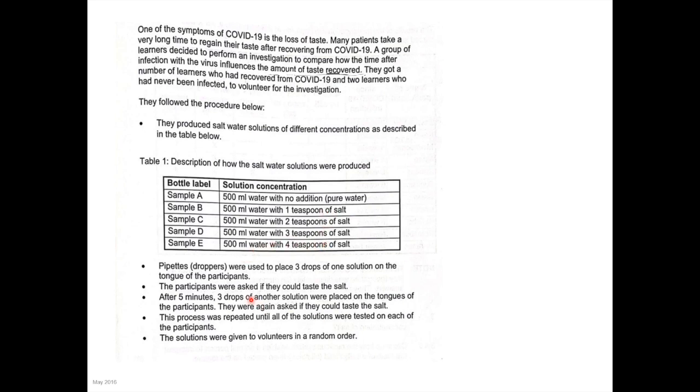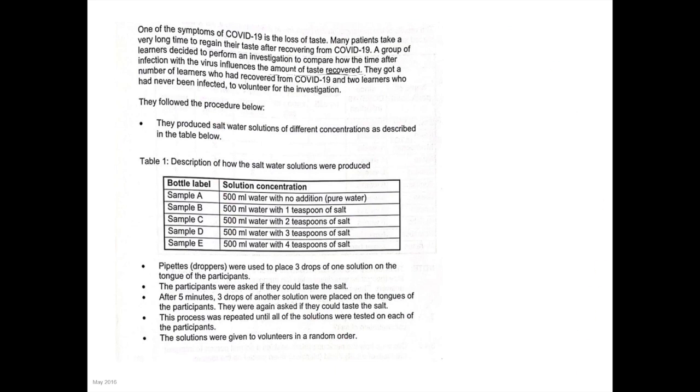Now, pipette droppers were used to place 3 drops of one solution on the tongue of the participants. The participants were asked if they could taste the salt. After 5 minutes, 3 drops of another solution were placed on the tongues of the participant. They were again asked if they could taste the salt. The process was repeated until all the solutions were tested on each of the participants. The solutions were given to volunteers in a random order.